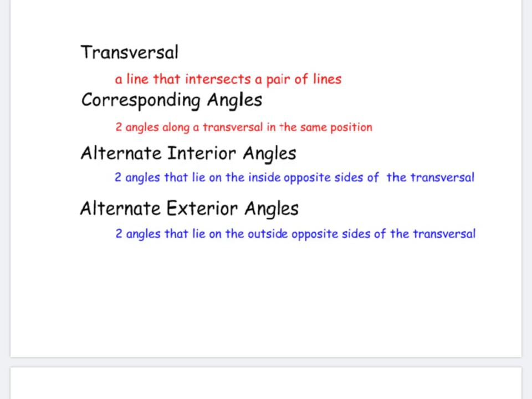That all means nothing unless you see it, right? So let's take a look first at the corresponding angles. Corresponding angles are defined as two angles along a transversal that are in the same position.